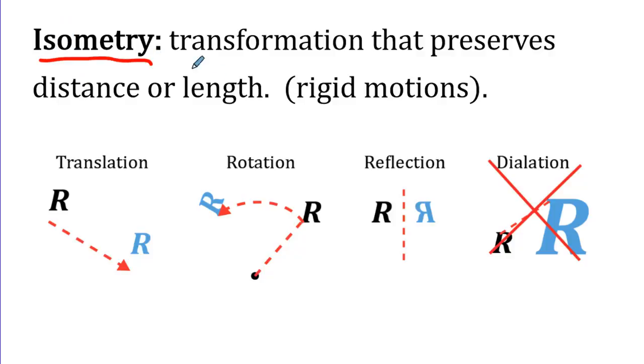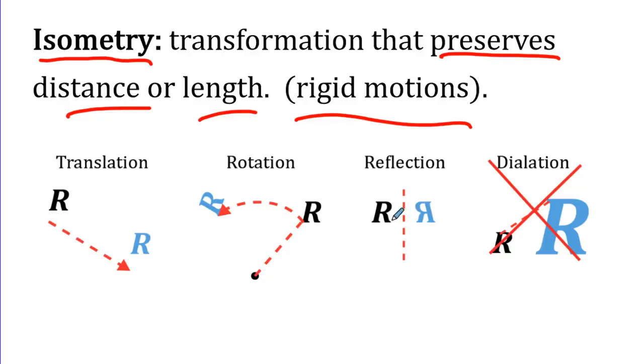That's a fancy word, but here's how you would break it down. It's basically just a transformation, which you guys have been learning. A transformation is just any type of translation, rotation, reflection, or dilation of some pre-image. But an isometry preserves distance or length. So it's basically a rigid motion.